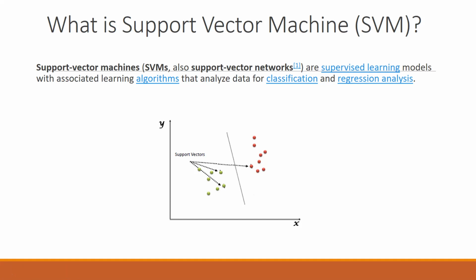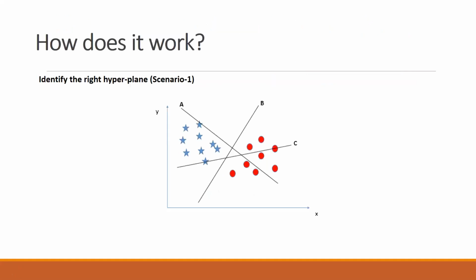Support vectors are simply the coordinates of individual observations. The SVM classifier is a frontier which best segregates the two classes, a hyperplane or line. So how does it work? We got accustomed to the process of segregating the two classes with a hyperplane. Now the burning question is, how can we identify the right hyperplane?